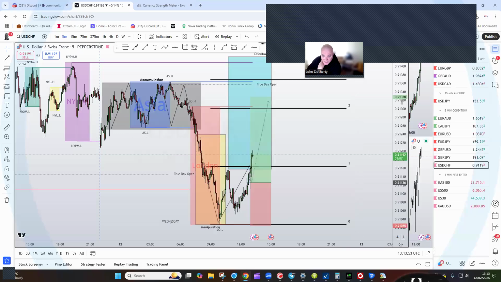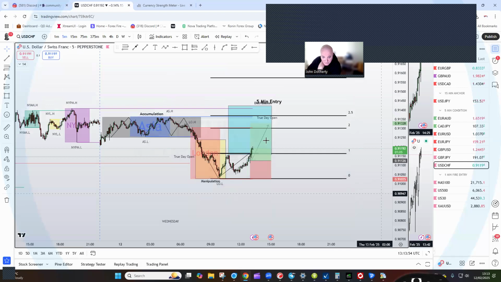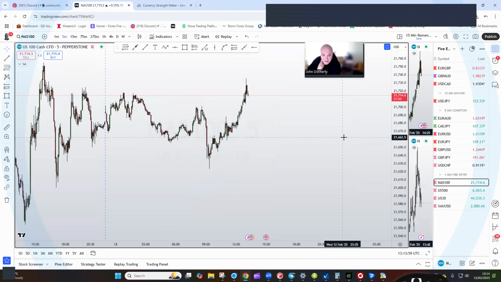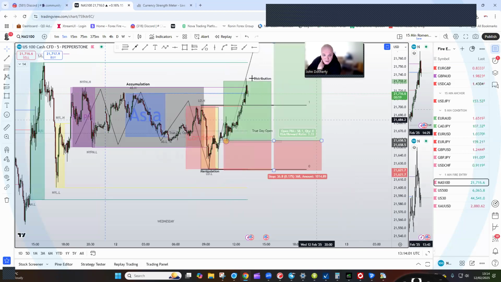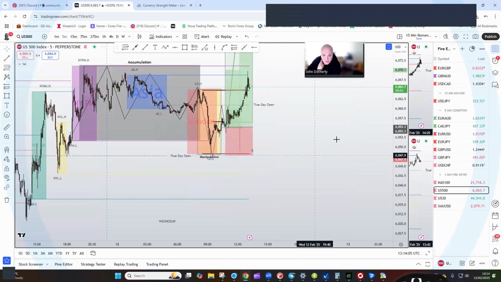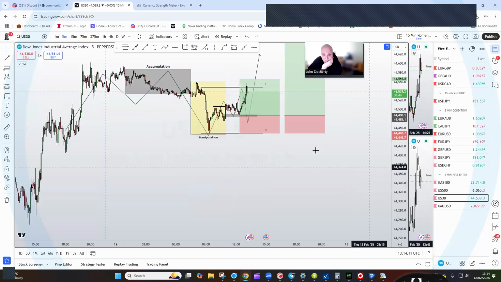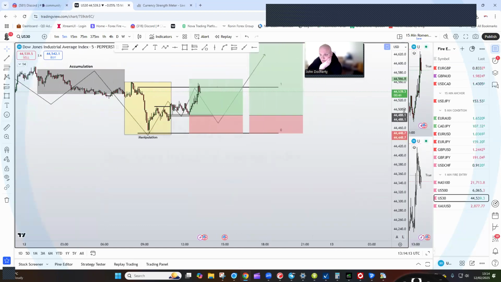So the USD Swiss franc, we are now more or less at 1%. We're heading towards 1%. The NAS, we know we've hit the 2%. We've hit the 2% there. The US 500, we have just about wicked the 2%, but it's coming back down. US 30, we are heading towards 2% as well.